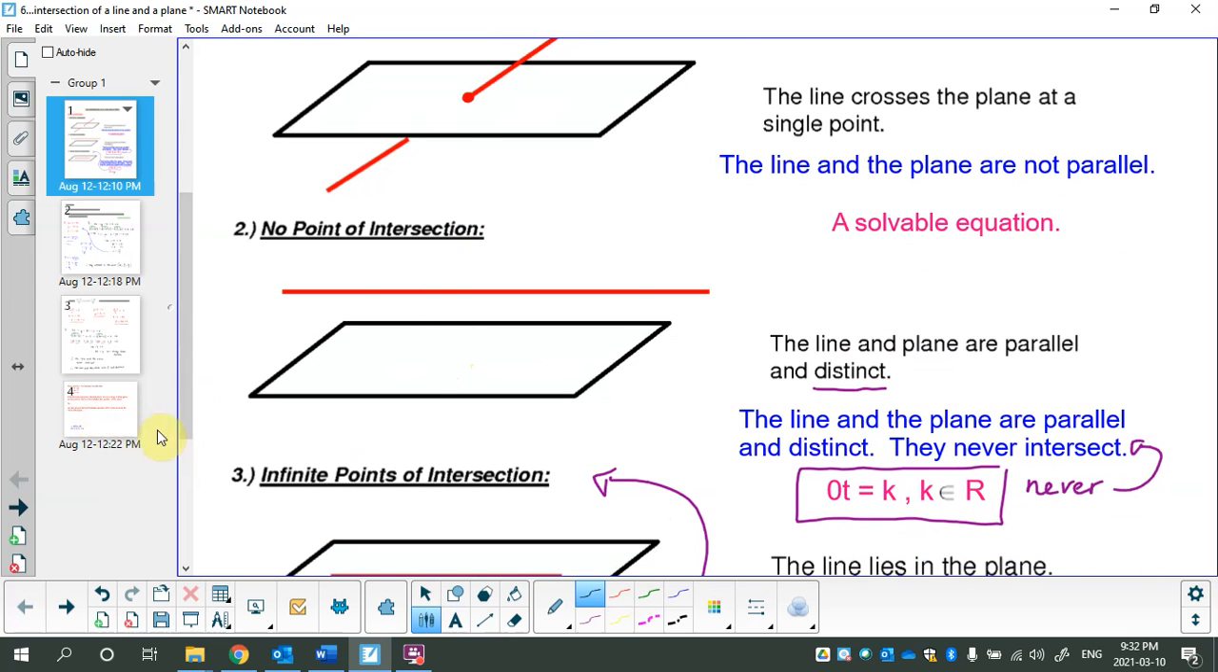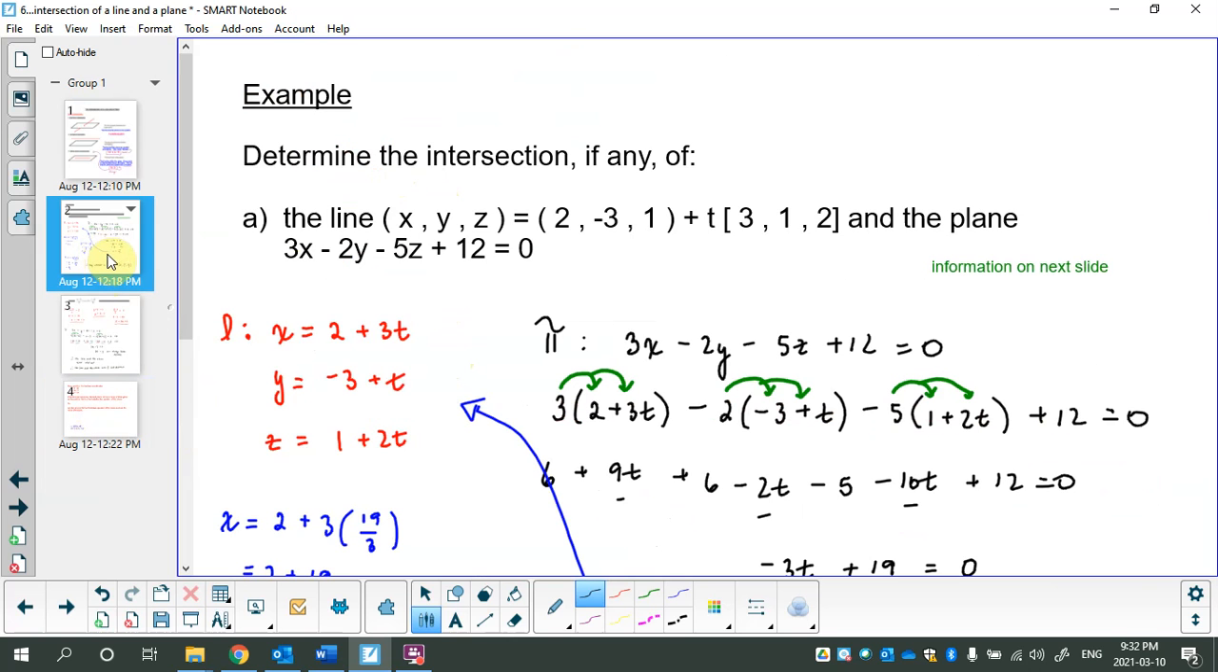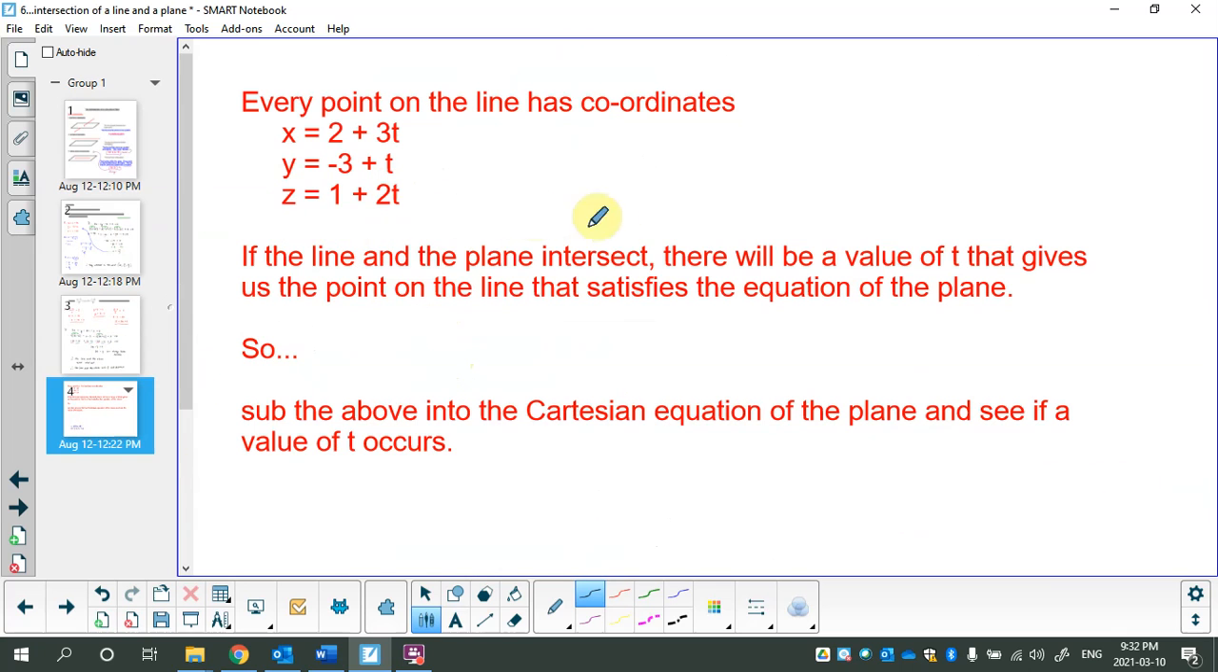So I forgot to check my little notes. This came from here, so that was my rearrangement. The line and the plane intersect. There will be a value of t that gives us the point on the line that satisfies the equation of the plane. So we subbed the above into the Cartesian equation of the plane to see if a value of t occurs. So those are your steps. If I'm writing stuff down, it's probably that, because this is very specific to a question.